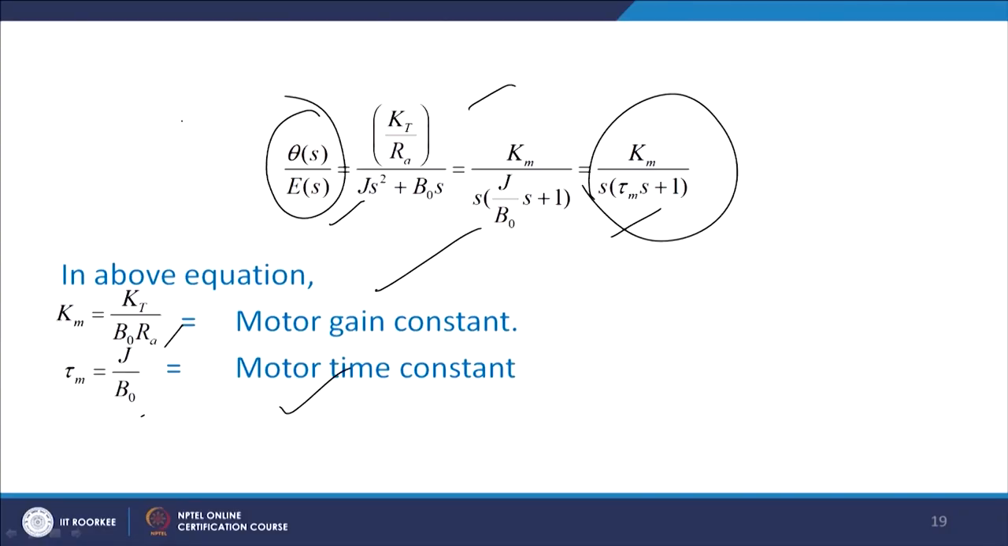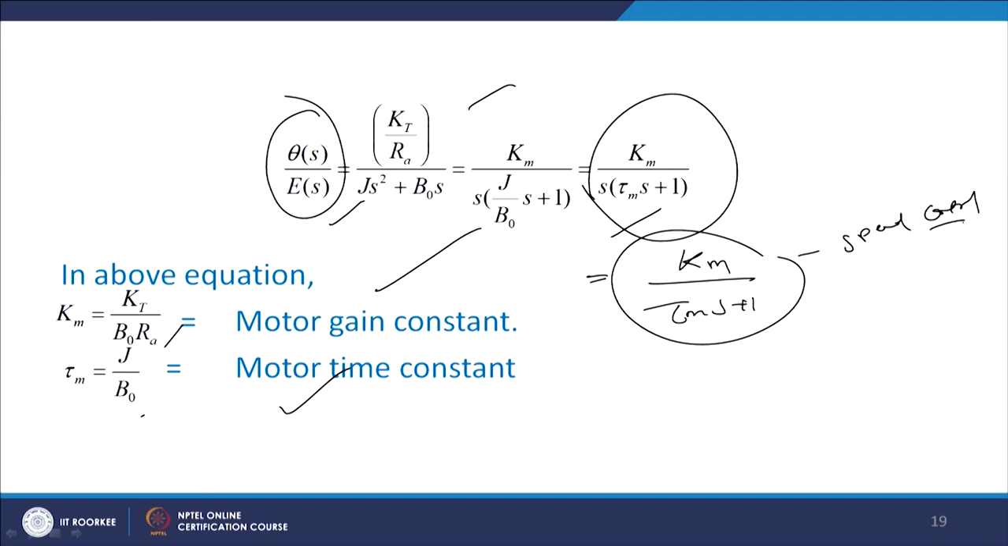So that is the simplified model of an armature control DC servo motor. Particularly, this is the position control model. If you want a speed control model, we can write it as KM by tau M S plus 1. So this model is for speed control, and it is reduced to first order. This motor model is only first order for speed, whereas in the case of position control it becomes a second order model.